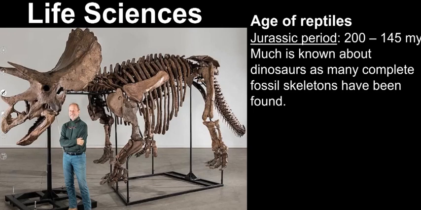Also in this period, lots of different looking dinosaurs developed, and we know quite a lot about them because many complete fossil dinosaurs of different types have been found, and as you can see in the picture, the bones have all been excavated and put together in museums, and this just gives you an indication of how large those dinosaurs were.